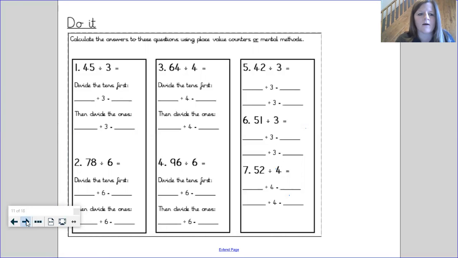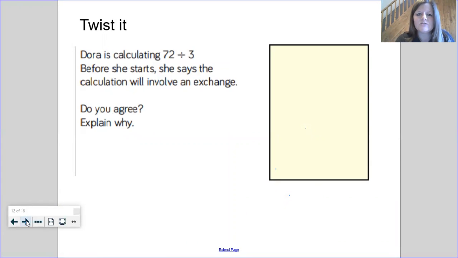Okay, so self-mark. Your twist it is Dora is calculating 72 divided by 3. Before she starts, she says the calculation will involve an exchange. Do you agree? So you'll have to look at that number 72 and think, actually, am I going to need an exchange like I did today in today's lesson? Or is the calculation more like on Friday's lesson where it divided using the known fact? So have a look at it and think if you can work that one out. Then in your explanation, it might be that you actually solve it, you're proving it, okay?